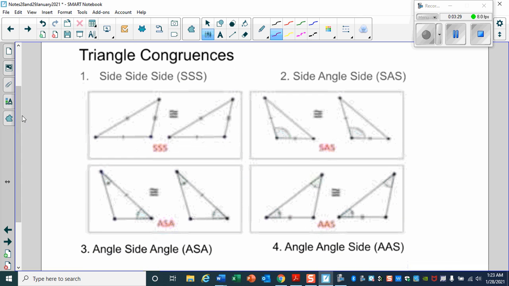Four of your five triangle congruences didn't show up the best. But side, side, side: your sides are congruent, single, double, triple hash mark. Side angle side: first side, angle, then second side. Same thing here, angle, side, angle: first angle, side, second angle. And then angle, angle, side: first angle, second angle, then side.